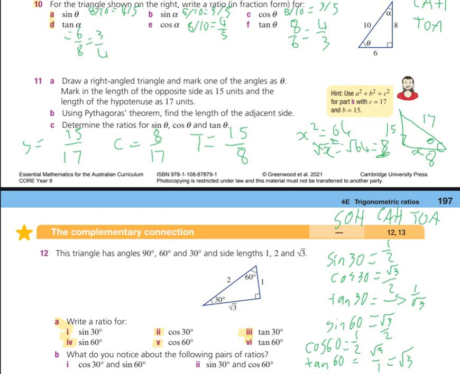Okay, what do you notice about cosine 30 and sine 60? Cosine 30, sine 60, they're the same. And then what about sine 30 and cosine 60? Sine 30 is a half, cosine 60 is a half. They're also the same.